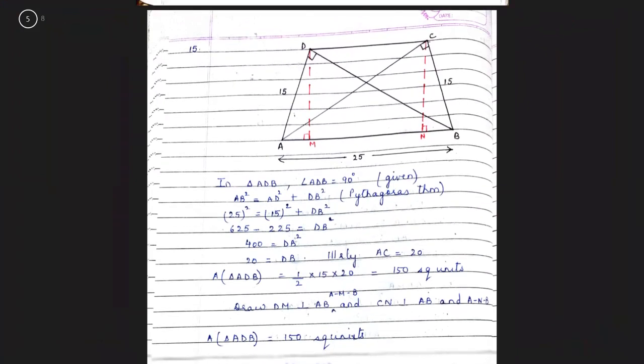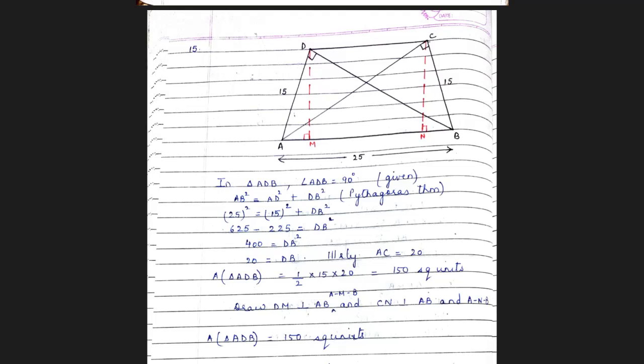Question number 15. So we have drawn the trapezium ABCD. AD is 15, BC is also 15, AB is 25. We take triangle ADB. We know angle ADB is 90 degrees. Use Pythagoras theorem. AB square equal to AD square plus DB square. So 25 square is 15 square plus BD square. From there I can find out BD, which will be, answer I get, 20. BD is 20. Same method I use for AC, and I'll get AC also as 20. Now, what is area of triangle ADB?